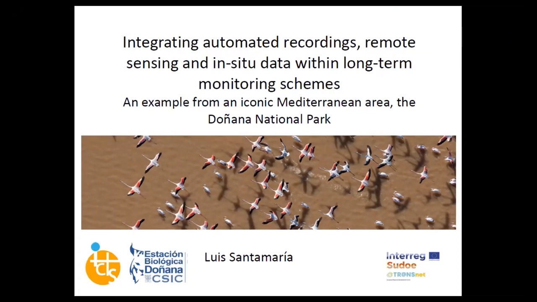I'm Luis Santamaria. I come from the Doñana Biological Station. I have a small role in working together with the team of Pedin in deploying some of the automated reporting sensors. And what I want to do today is talk a bit about the overall design of this kind of networks, especially when integrating them with other methodologies.